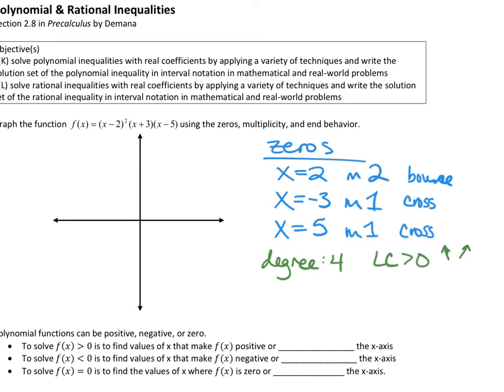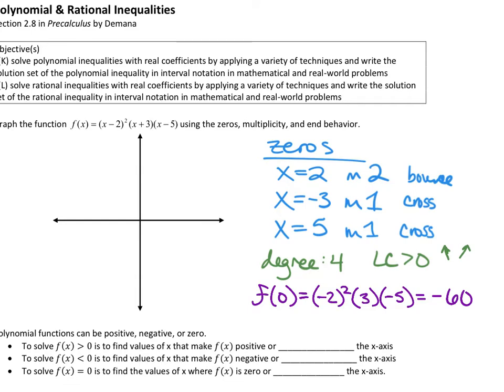And just to make a really good graph, we could also find the y-intercept by plugging in a 0, which would be 0 minus 2, so that's -2 squared, 0 plus 3, that's 3, and 0 minus 5, which is -5. Multiply all of those together, we should get -60, because that's 4 times 3 times -5. Great. Again, this is just reviewing what we've done before.